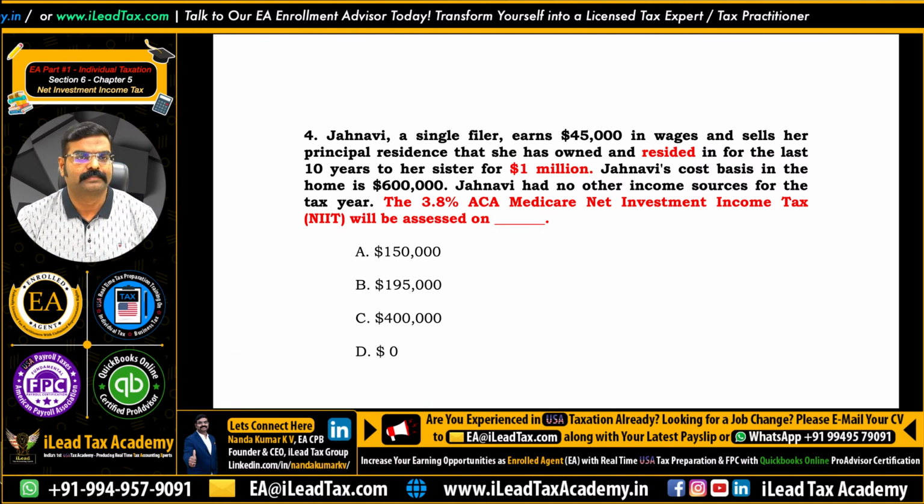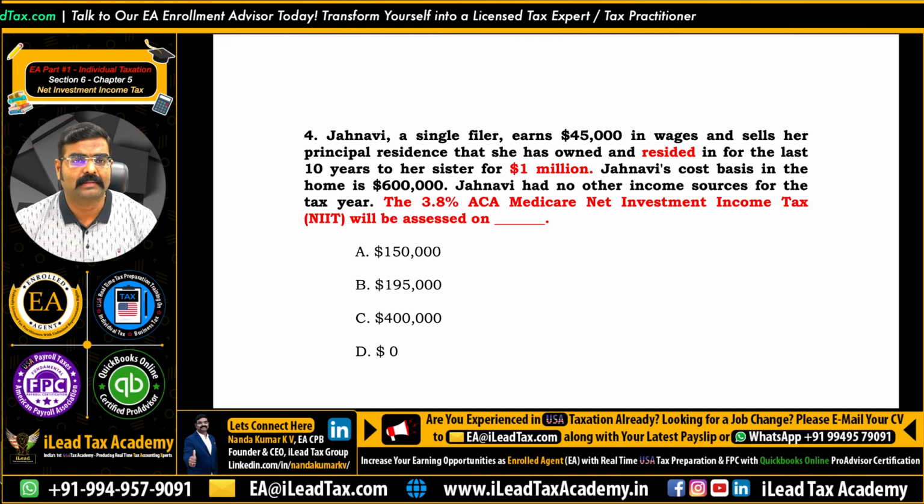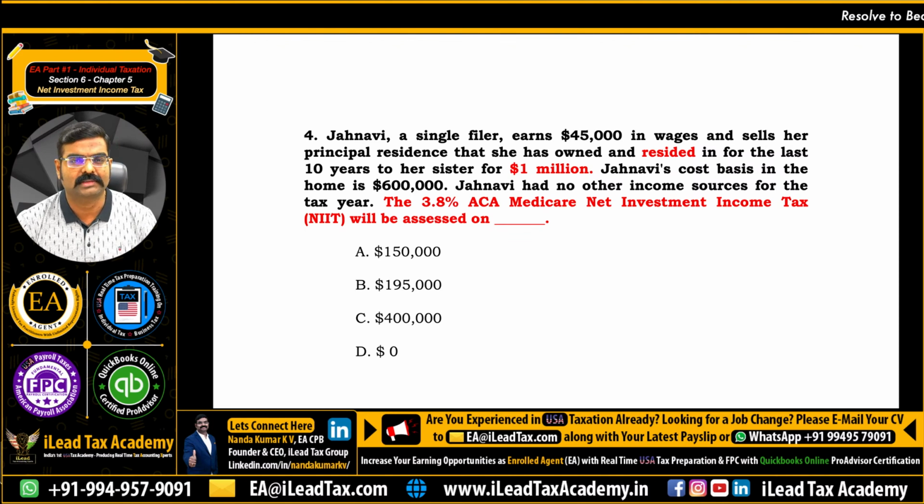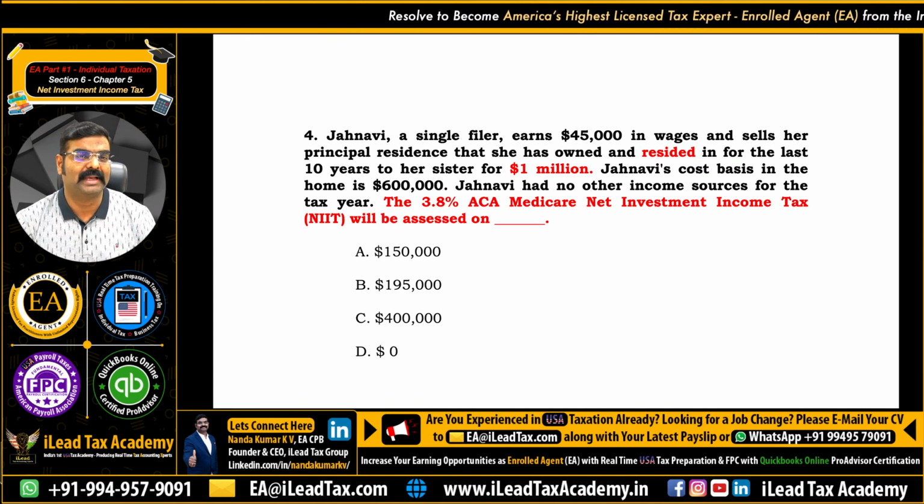Fourth question. Jahnavi, a single filer, earns $45,000 in wages and sells her principal residence that she has owned and resided in for the last 10 years to her sister for $1 million. Jahnavi's cost basis in the home is $600,000. Jahnavi had no other income sources for the tax year. The 3.8% ACA Medicare net investment income tax will be assessed on what? Go ahead.